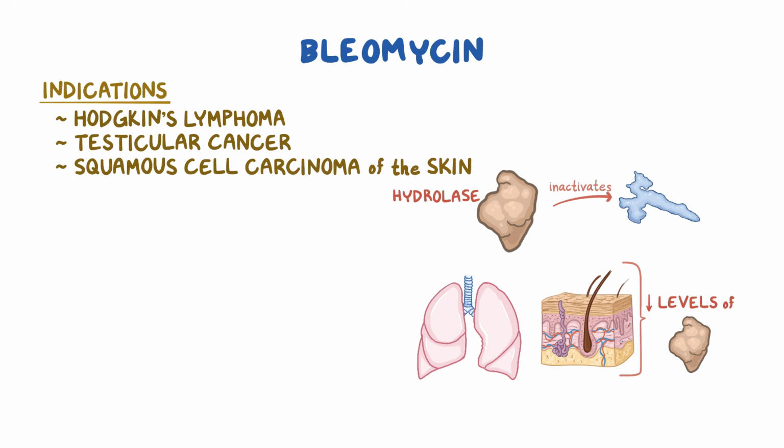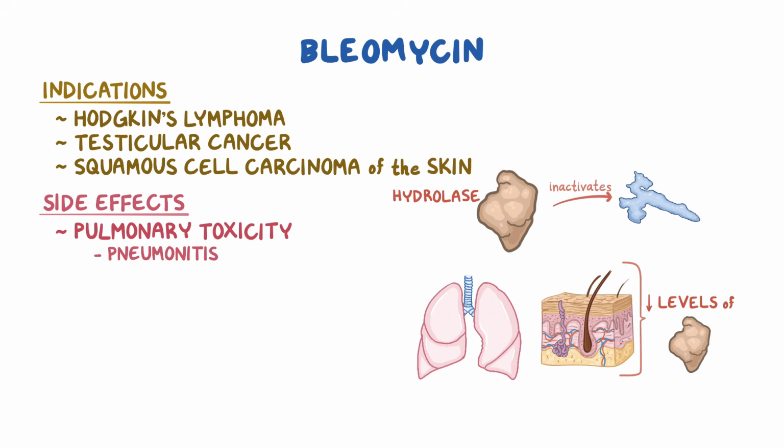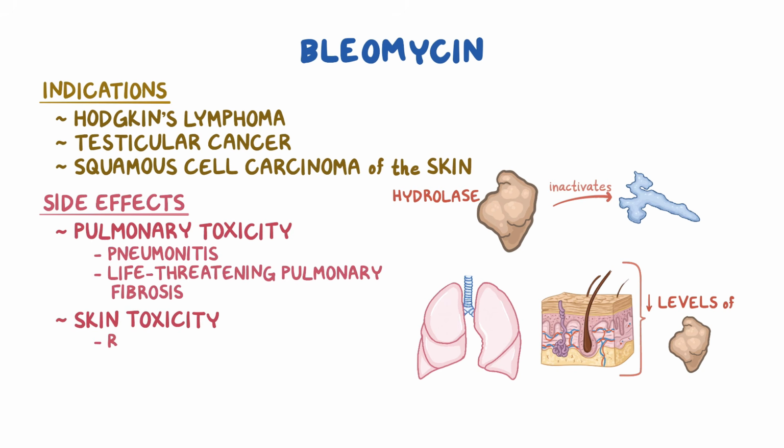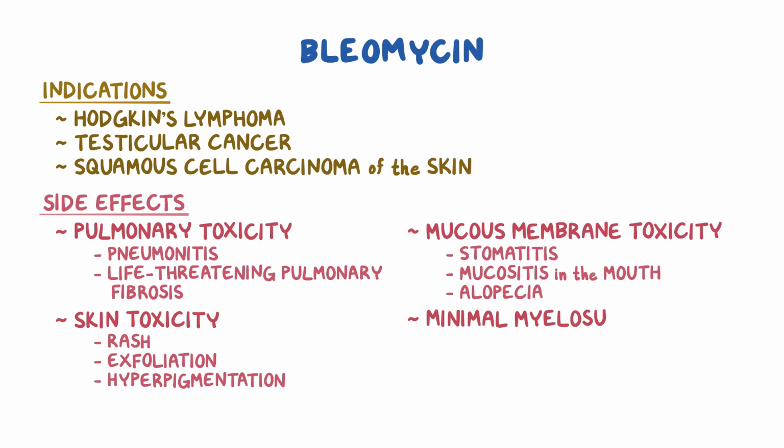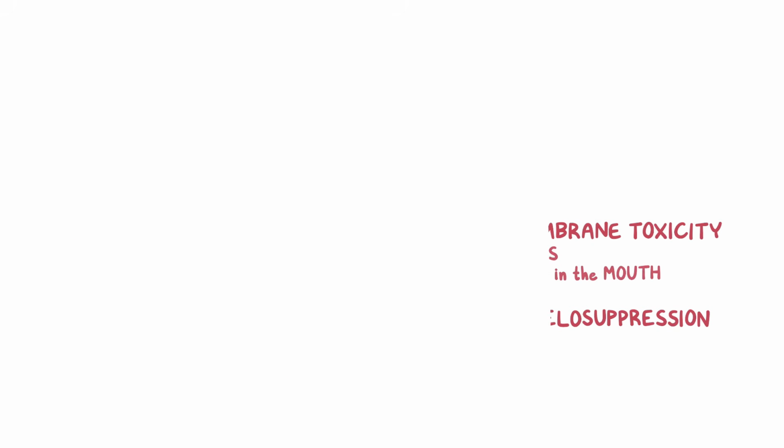As a result, a super important side effect of bleomycin is pulmonary toxicity, which usually presents as pneumonitis, but can turn into life-threatening pulmonary fibrosis. Skin toxicity presents with rash, exfoliation, and hyperpigmentation or darkening of the skin. Bleomycin is also associated with mucous membrane toxicity, which manifests as stomatitis and mucositis in the mouth, and alopecia or loss of hair. What's special with bleomycin is that it only causes minimal myelosuppression, which is unusual for an anti-cancer medication. Now let's move on to dactinomycin or actinomycin D.